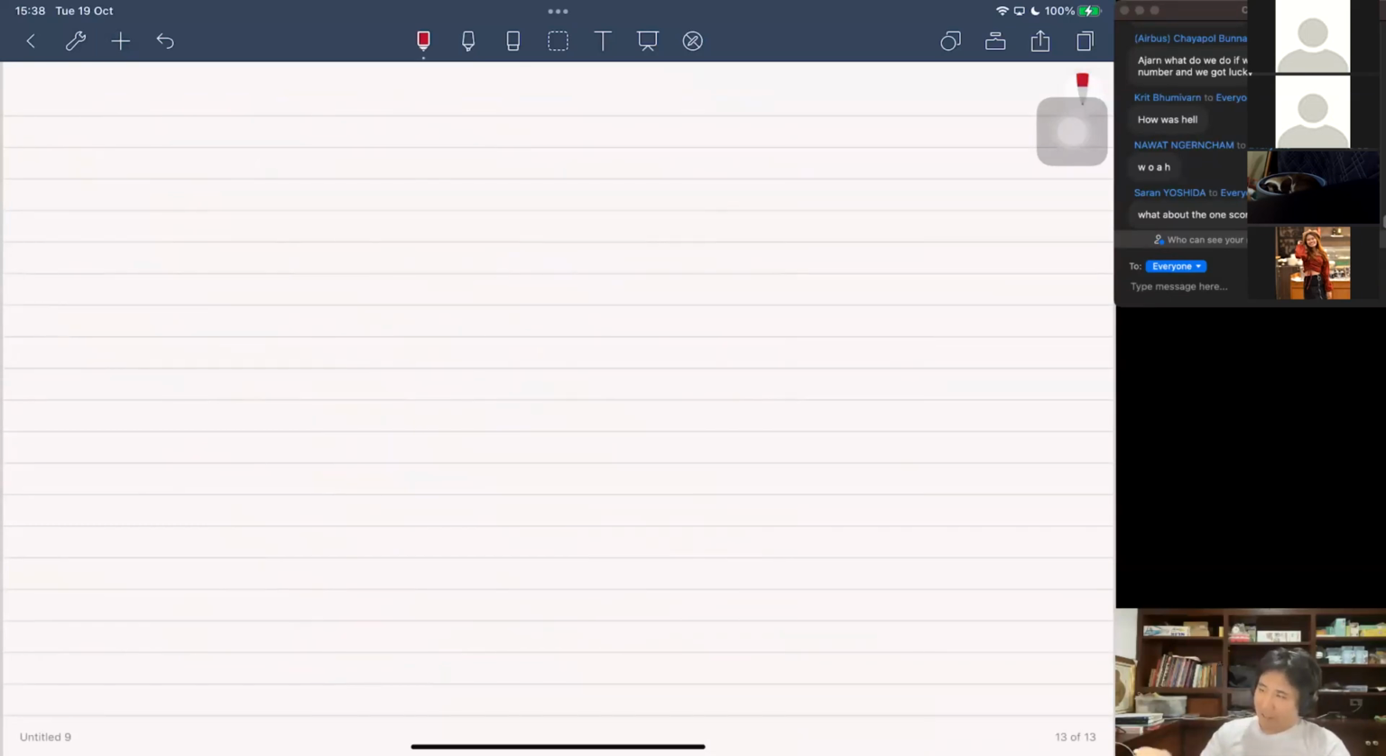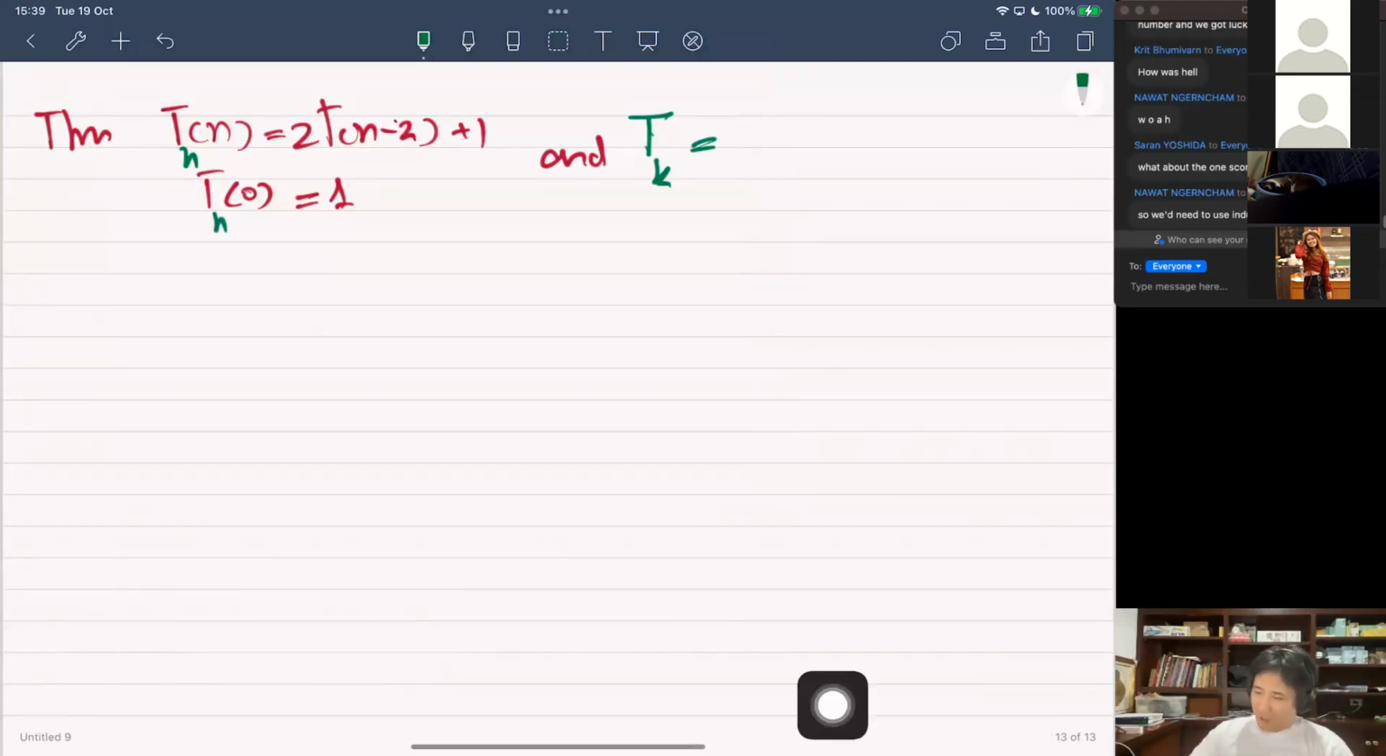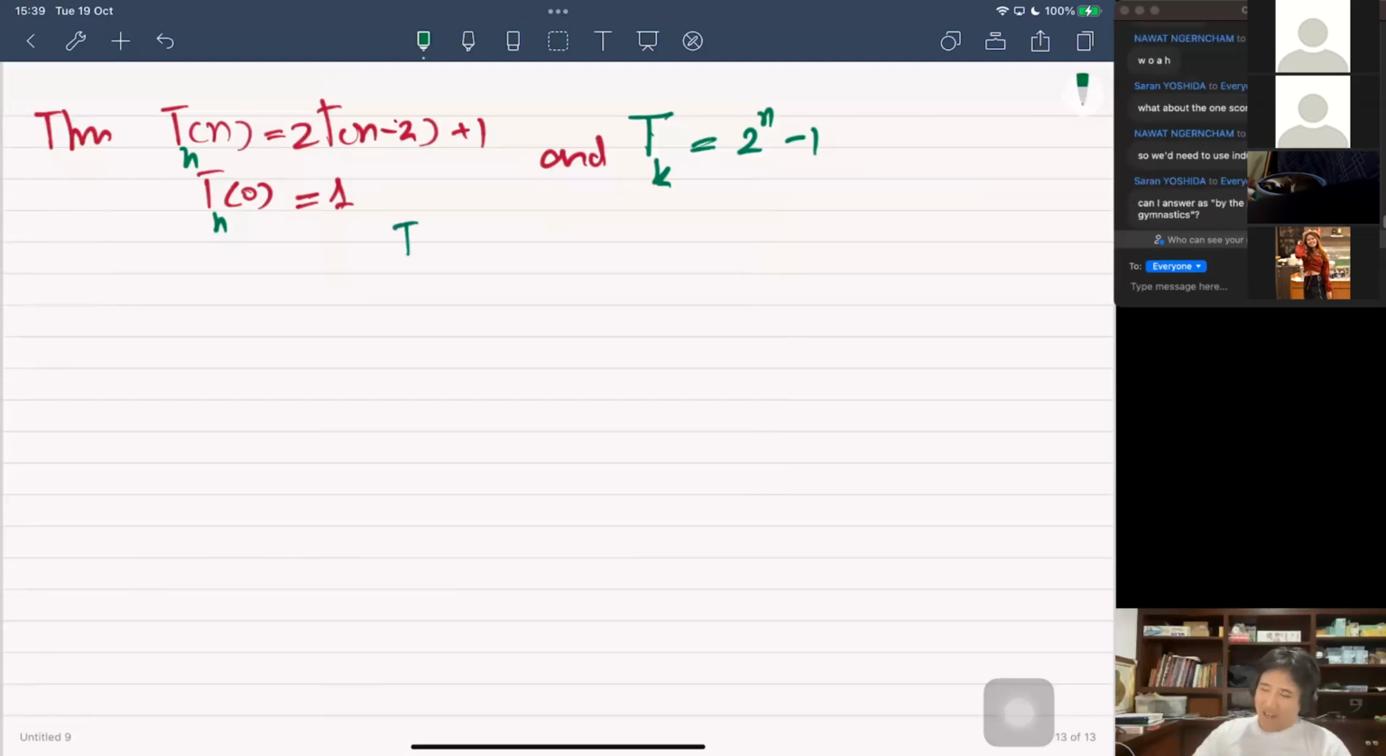So the thing that we want to prove is, there are 2 T's. Theorem: if T of n is 2 T of n minus 1 plus 1, where T of 0 equals 1. And for the closed form, I'm going to call it T of k, and yes, we need to use induction. For this T, I'm just going to call it T of h, from the Hanoi game, and T of k from the closed form, which is 2 to the n minus 1. We want to show that T of h is equal to T of k for all i greater than or equal to 1.